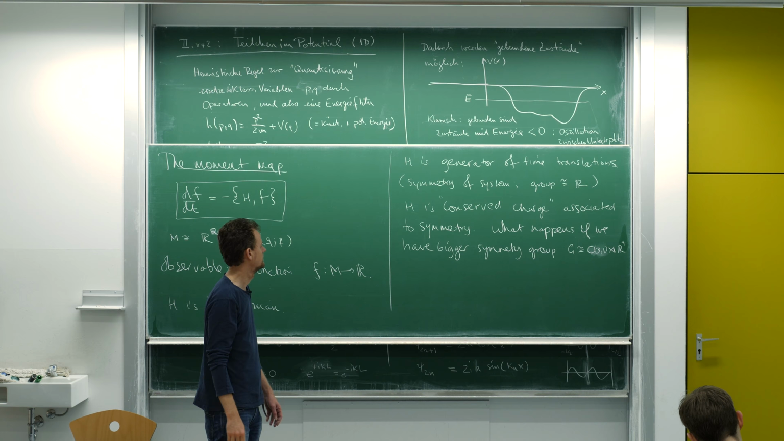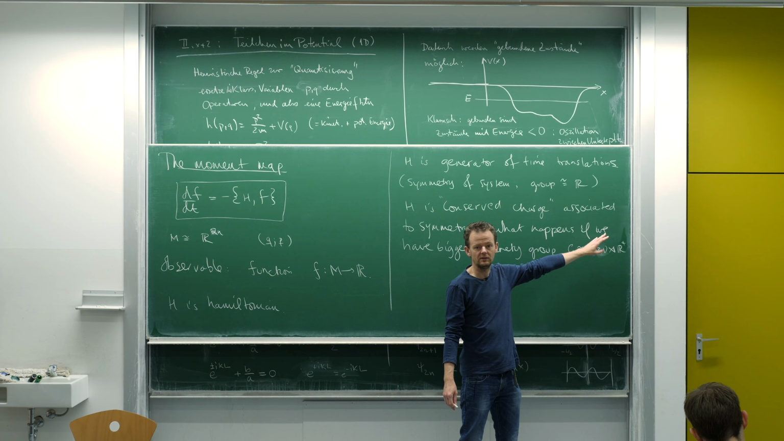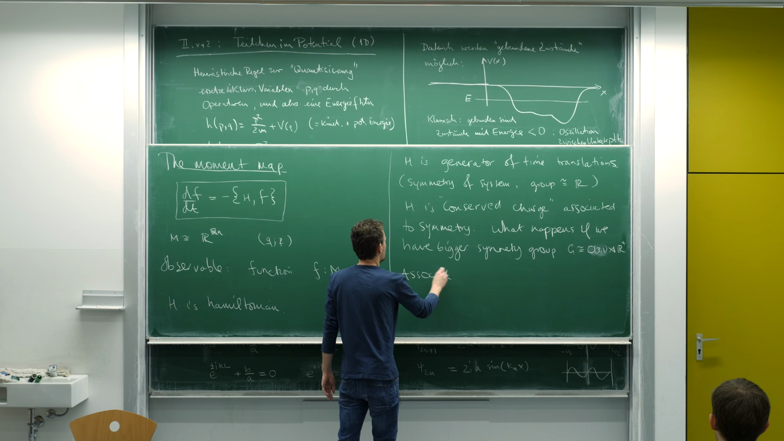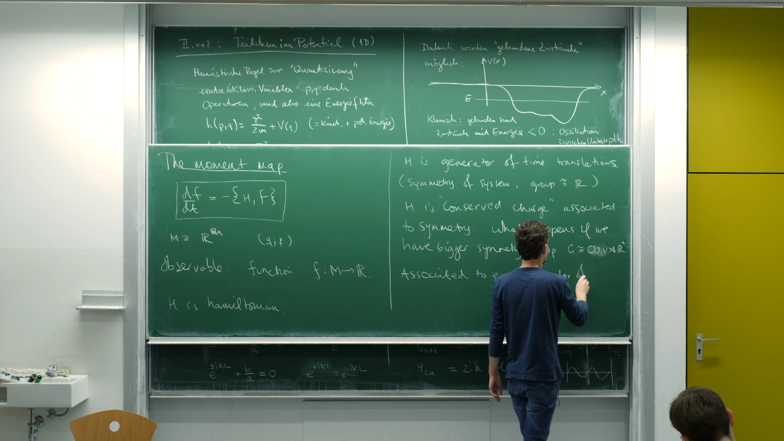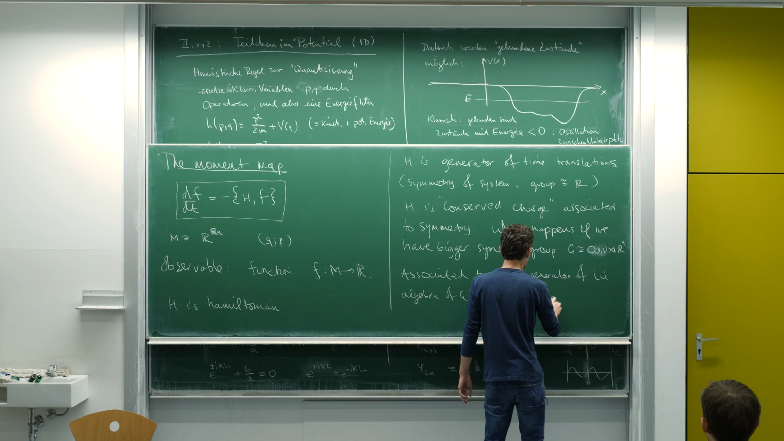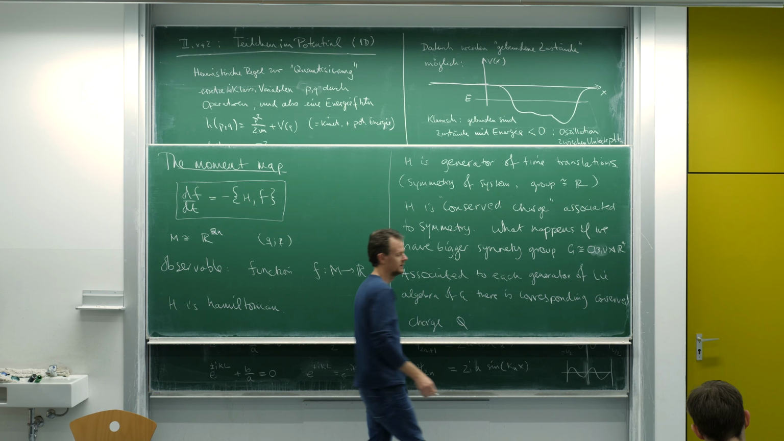And this is a continuous symmetry group, and there's a generator associated to each of the possible infinitesimal transformations. There's a Lie algebra for this Lie group. So associated to each generator there's a corresponding conserved charge Q.